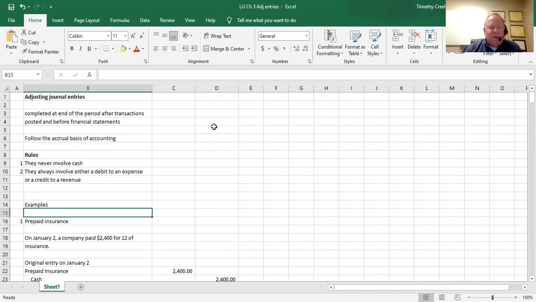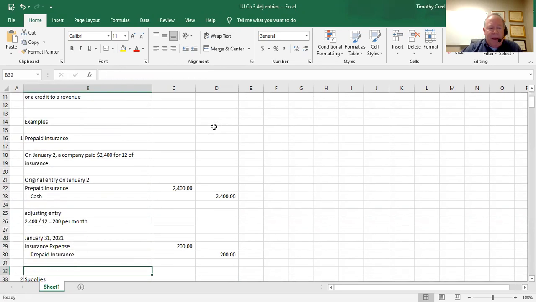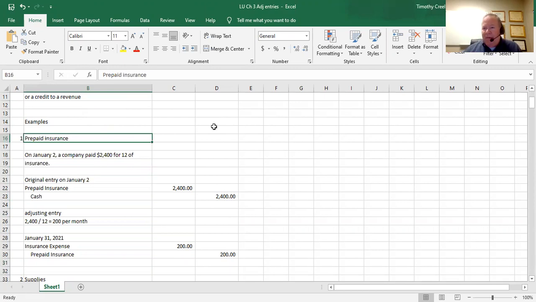So the first one would be prepaid insurance. Now, this could also apply to prepaid rent. If it was prepaid rent, it would be handled in a very similar manner to prepaid insurance, just the account would be prepaid rent instead of insurance. So what we're talking about here, and it falls under prepaid expenses, are any expenses that you pay in advance as a company.